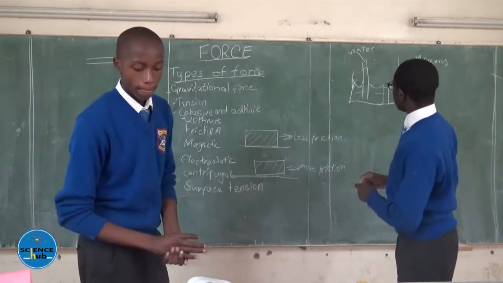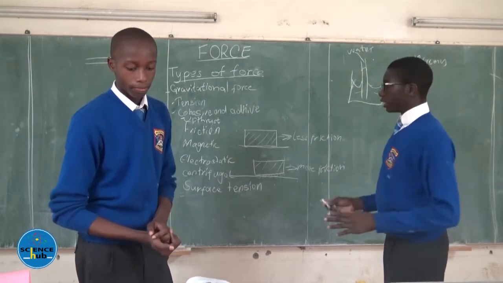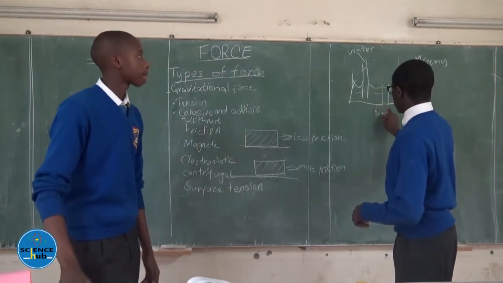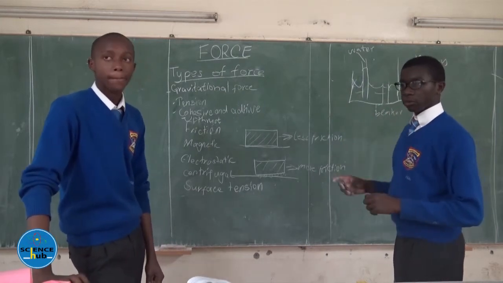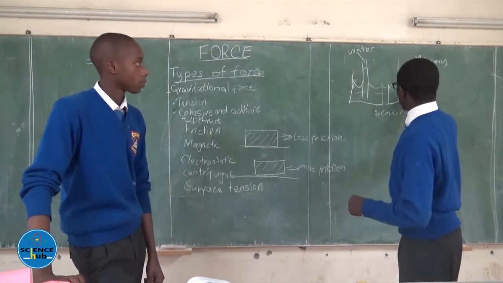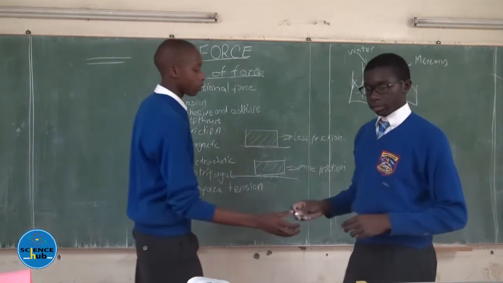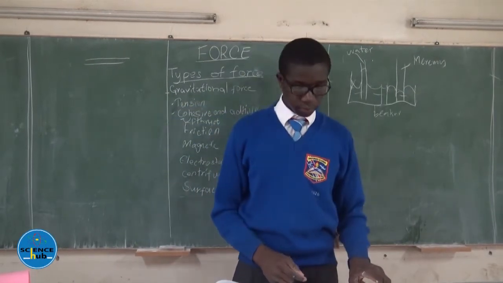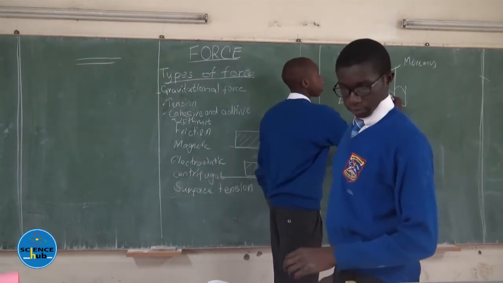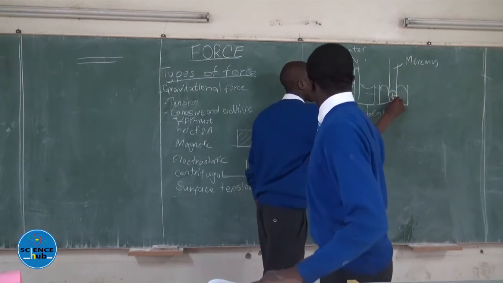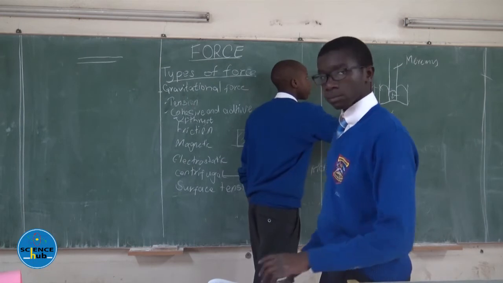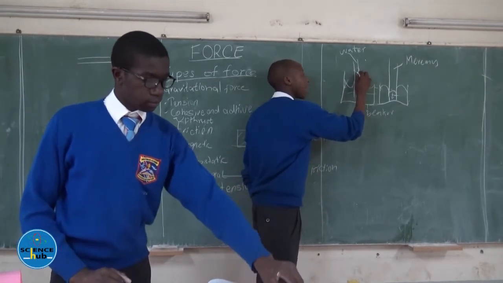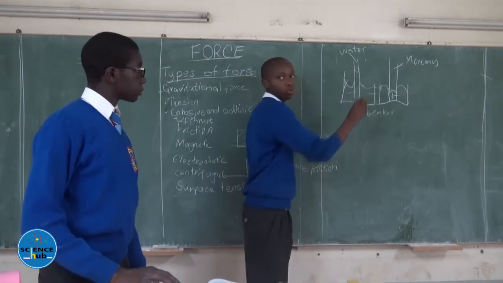Then another difference you realize is that the level of water in the capillary tube is above the level of water in the beaker, but the level of mercury in the capillary tube is below the level of mercury in the beaker. That's one of the differences. The water rises to a higher point than the mercury. This means that mercury has a higher cohesive force, so it attracts the layer of mercury downward. But the water meniscus symbolizes that the adhesive force is very high in water, and it makes the water attract to the glass ends.